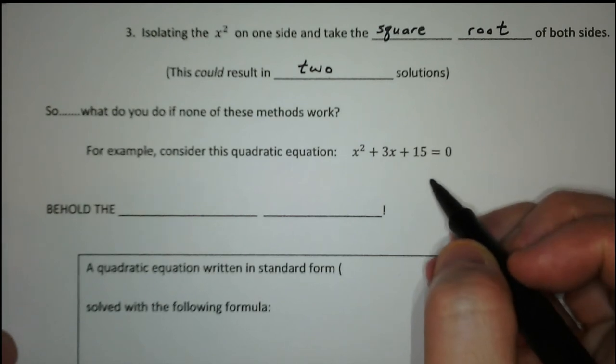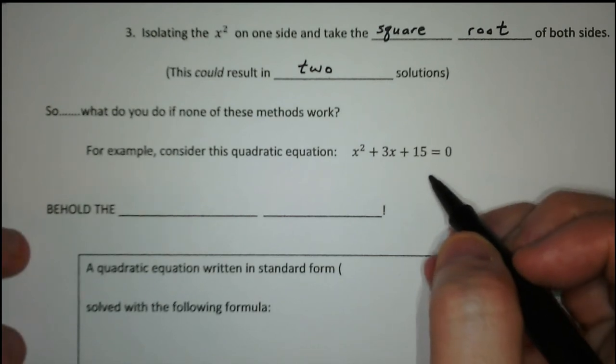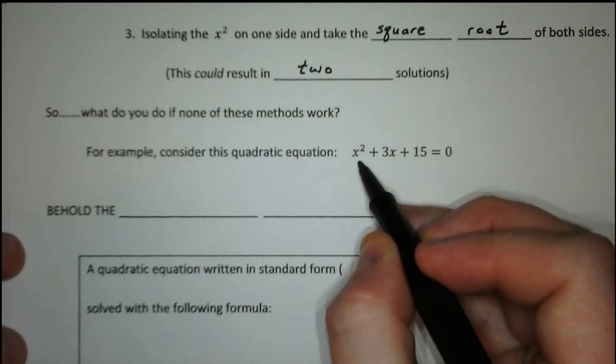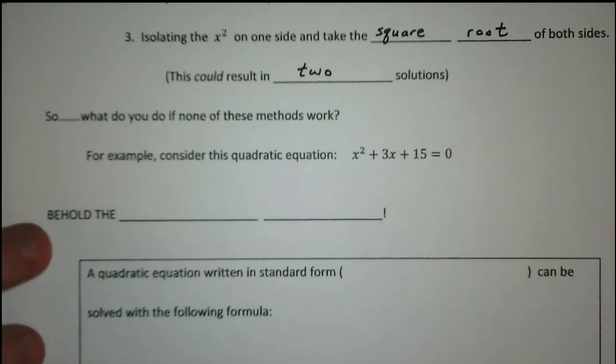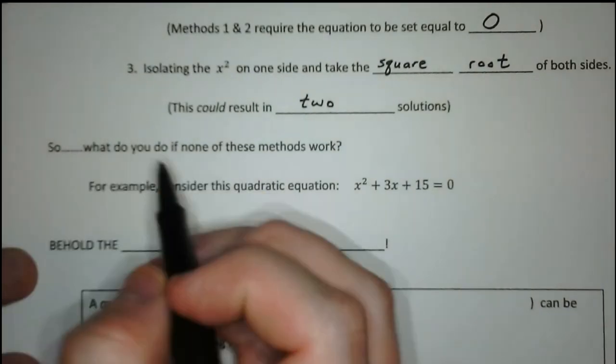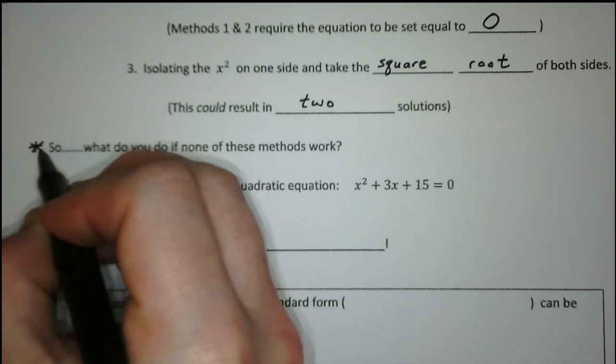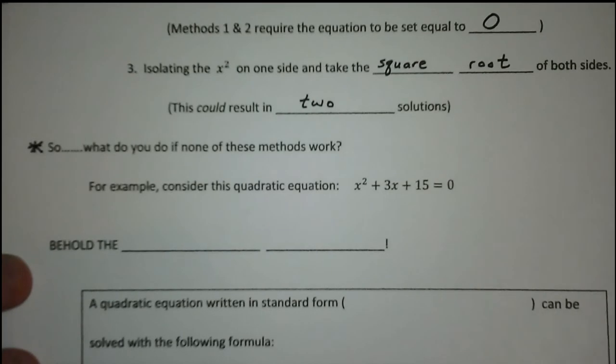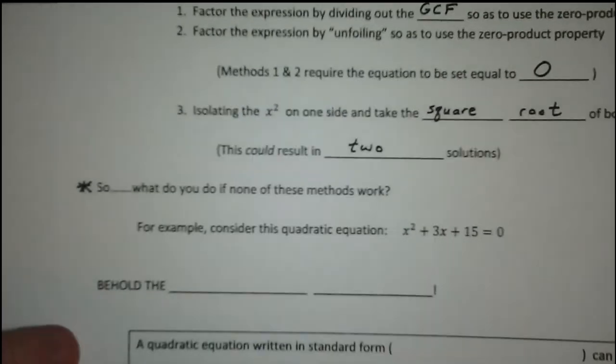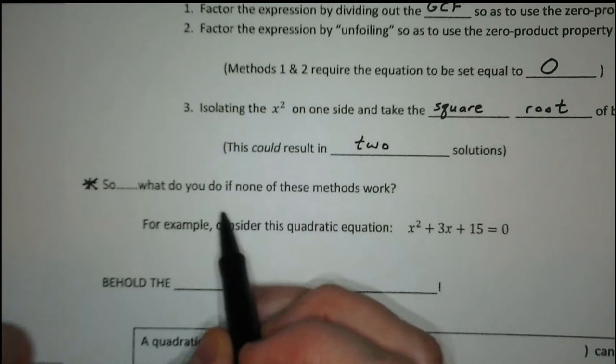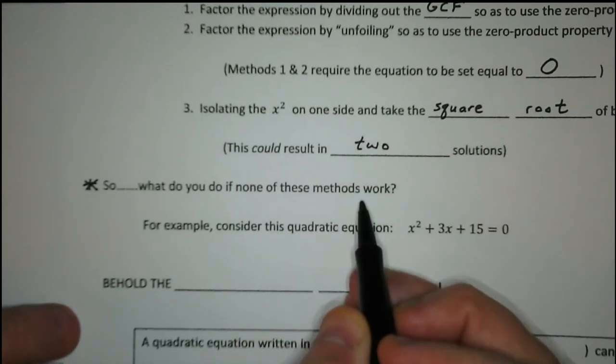That's not possible. So this doesn't factor. That's essentially what we're doing in section 4.7. So what do you do if none of these methods work?